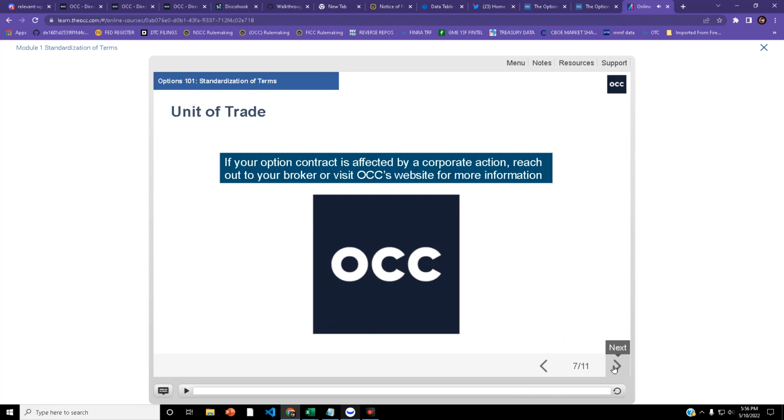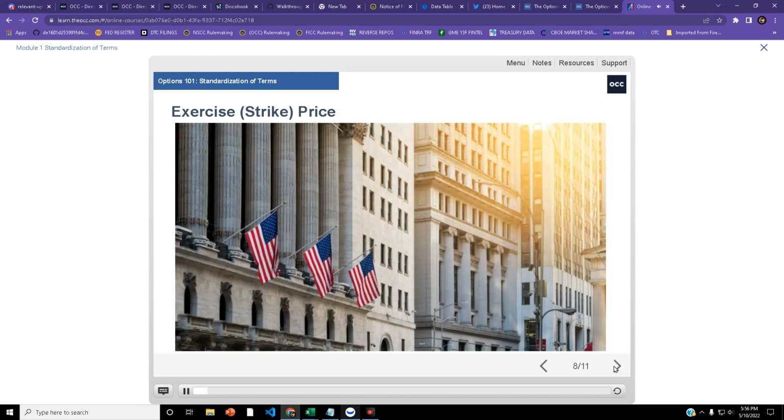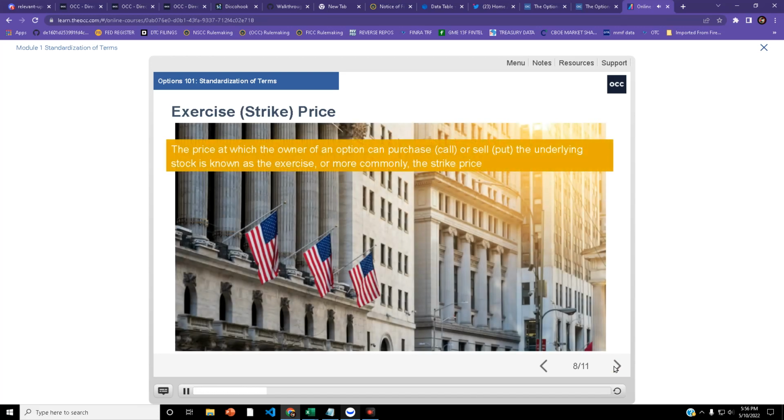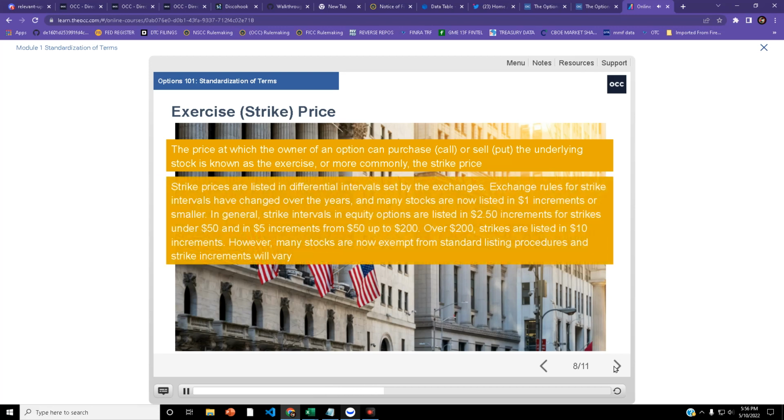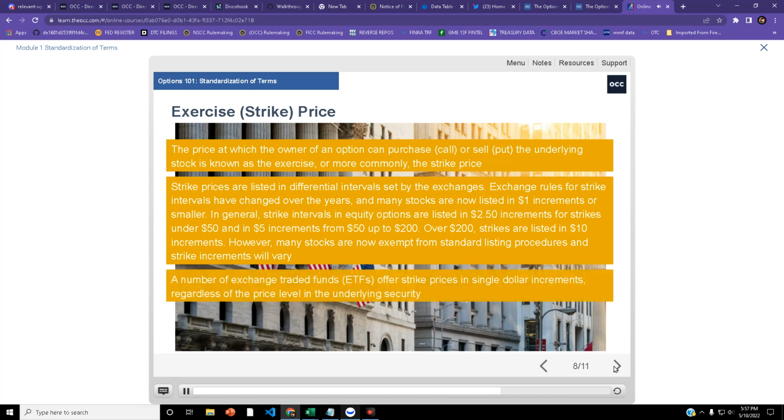The exercise price, or more commonly referred to as the strike price, is the per-share price at which the buyer has the right, or the seller has the obligation, to receive or deliver shares, assuming a standard 100-share contract. These prices and the intervals between them have been standardized by the exchanges according to their set policies. However, the exchanges also have the ability to adjust the intervals noted on this slide and offer more or fewer strikes and strike intervals as they see fit. Click on the video below to learn more.